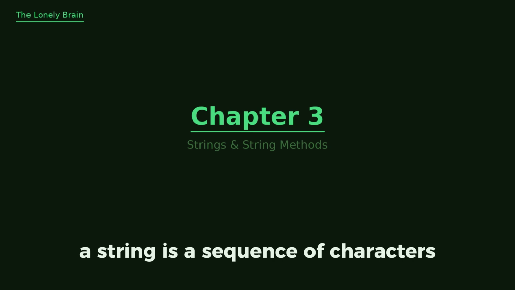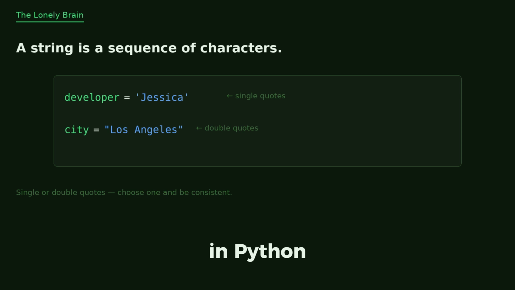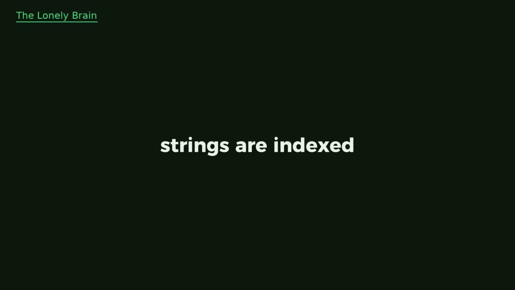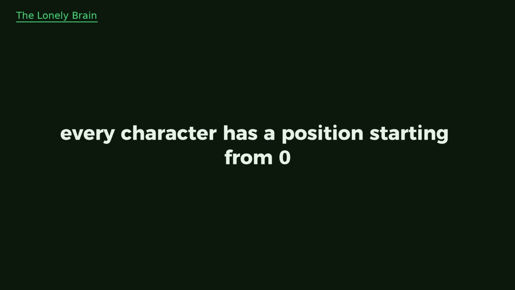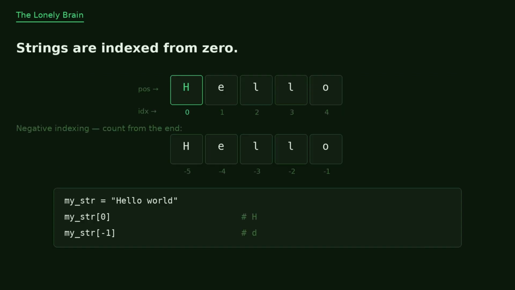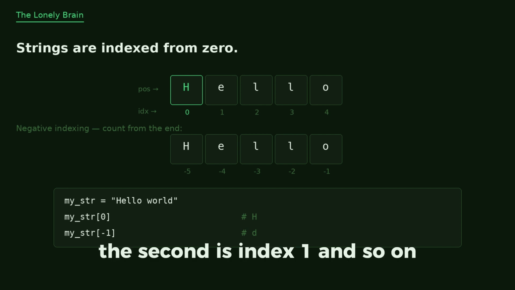A string is a sequence of characters, letters, numbers, symbols, wrapped in quotes. In Python, you can use single or double quotes. Pick one and stick with it. Strings are indexed. Every character has a position starting from 0. So the first character is index 0, the second is index 1, and so on.